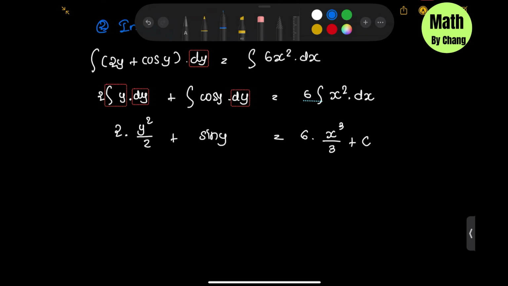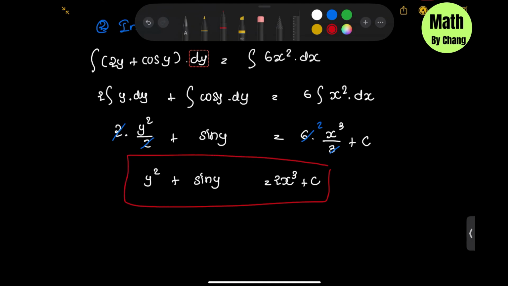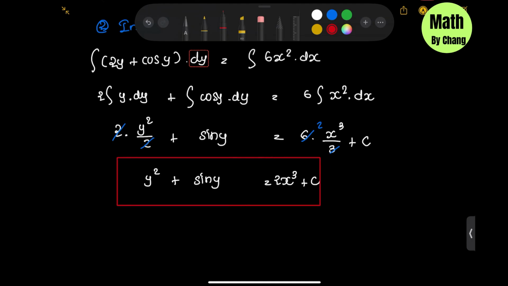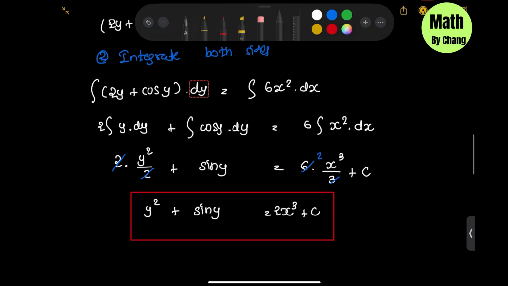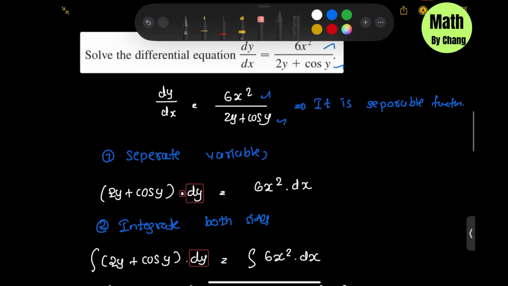So we can cancel out something. 2 and 2 will cancel out, 3 and 2, okay? So here we get y squared plus sine y equal to 2x cubed plus c. So this is the final answer that we are looking for. It will be difficult to find y alone for this, because there are two forms of y, y squared and sine y. So I think it is okay to leave the answer like this. Okay, so this is the second example.